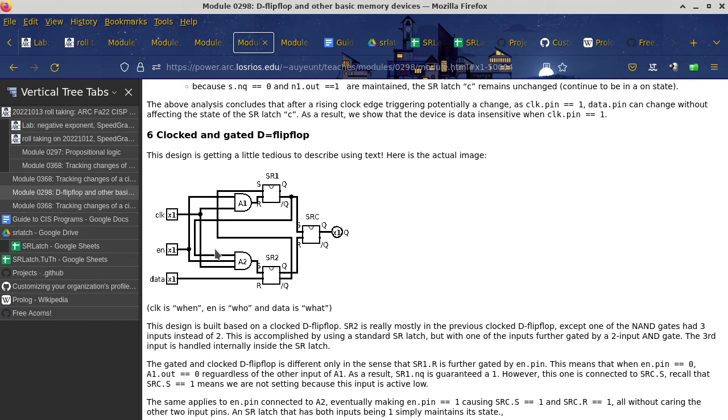So that means all other times, it doesn't matter what you do. All other times, if the EN pin is a 0 or the clock pin is not going from 0 to 1, the data pin here should not have any effect on the Q pin as the output of this device. That is my claim. How do you check that claim?